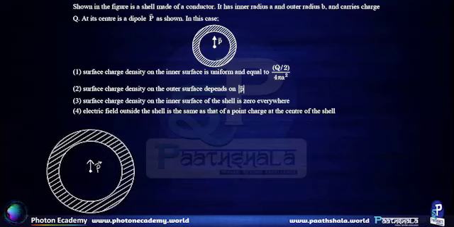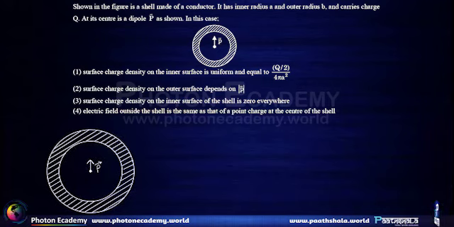Shown in the figure is a shell made of a conductor. It has inner radius A and outer radius B and carries charge Q. At its center is a dipole P as shown. Now let us first see what is a dipole. A dipole is a system of equal and opposite charges which are separated by a small distance.